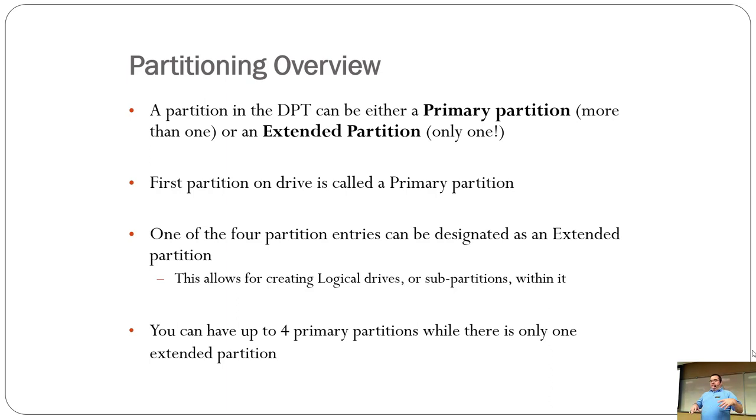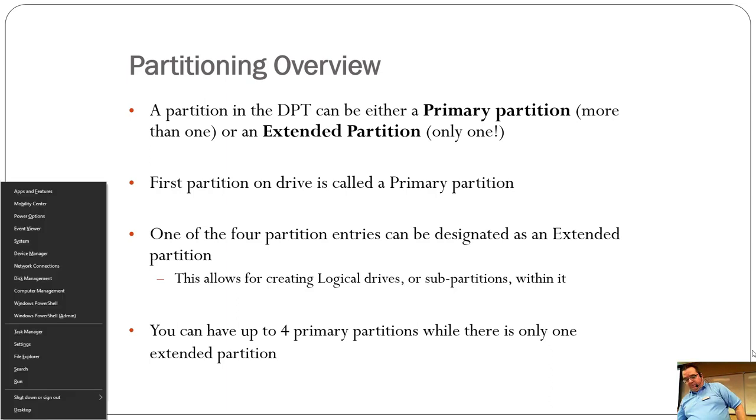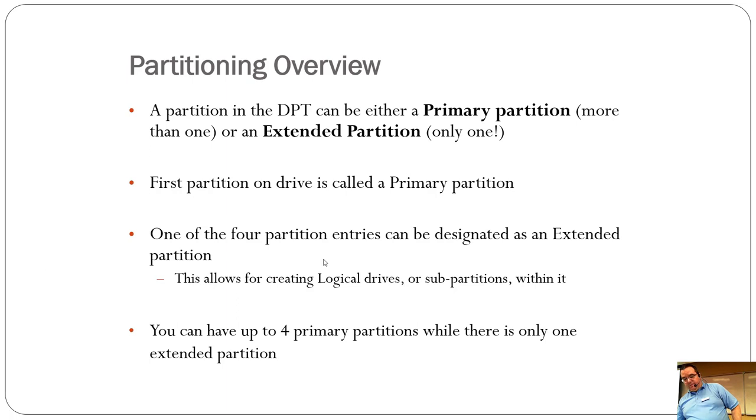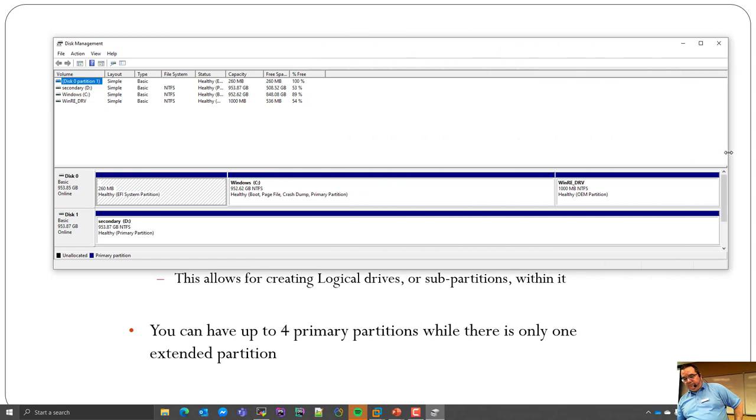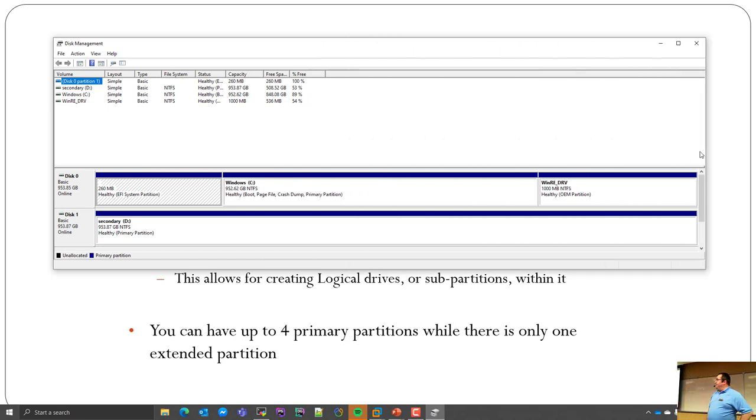So, a partition in the partition table can either be a primary partition or an extended partition. There can only be one of those. The first partition on the drive is usually the primary partition, although that's a little misleading nowadays. Because if you look at your partitions on a Windows machine, you'll see here my breakdown of the partitions on my computer. And this is my primary partition. This is the first partition.